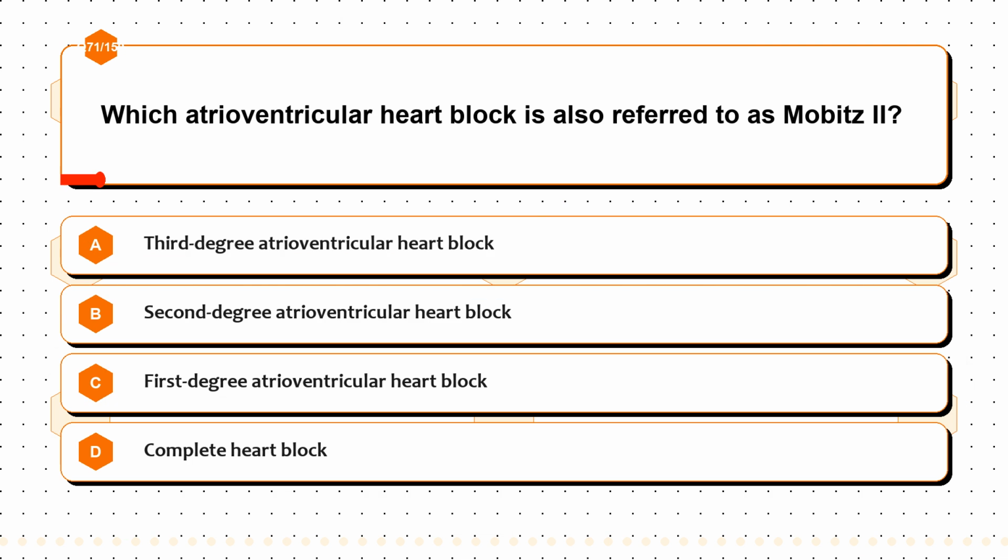Question 71. Which atrioventricular heart block is also referred to as Mobitz type 2? Here are the options. Option A. Third-degree atrioventricular heart block. Option B. Second-degree atrioventricular heart block. Option C. First-degree atrioventricular heart block. Option D. Complete heart block.